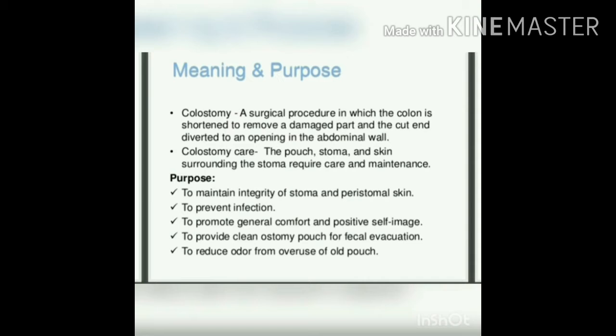Next, colostomy care. The pouch, stoma and skin surrounding the stoma require care and maintenance. The purposes of colostomy care are: first, to maintain integrity of the stoma and peristomal skin. The peristomal skin is the skin around the stoma. Second, to prevent infection. Third, to promote general comfort and positive self-image. Fourth, to provide a clean ostomy pouch for fecal evacuation. Fifth, to reduce odor from overuse of an old pouch.